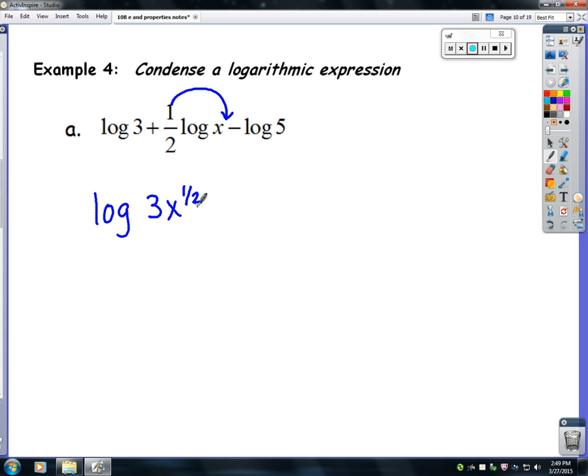All right, I see the minus there. Minus is division. So this is going to be divided by the 5, not log 5, because when you condense it, you only want to have one log, or one natural log. We're not going to leave that 1/2 as an exponent. We're going to change it back to a square root. So this is our final answer: log base 10 of 3 square root of x over 5. So there's your final answer.